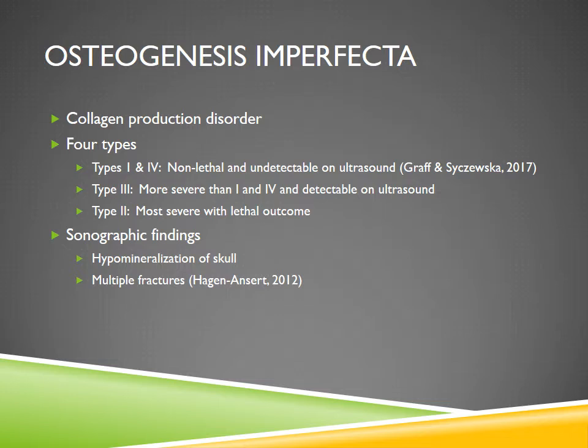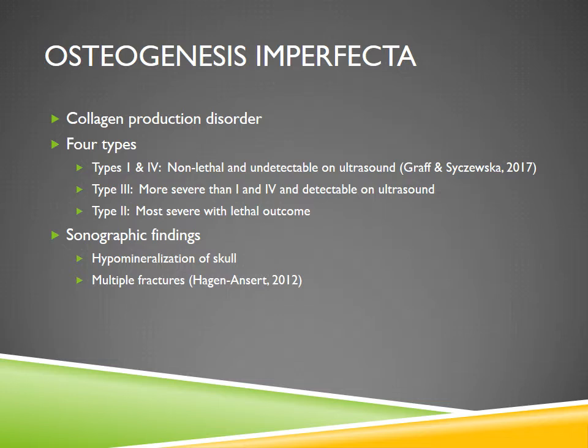Osteogenesis imperfecta is a collagen disorder which affects the bones of the fetus. There are 4 types, of which type 1 and 4 are the mildest, resulting in brittle bones. Type 1 osteogenesis imperfecta is typically characterized by fractures in the vertebrae as well as blue sclera.